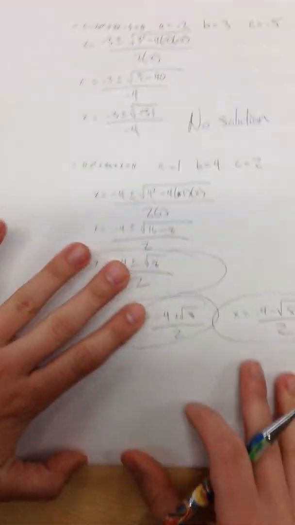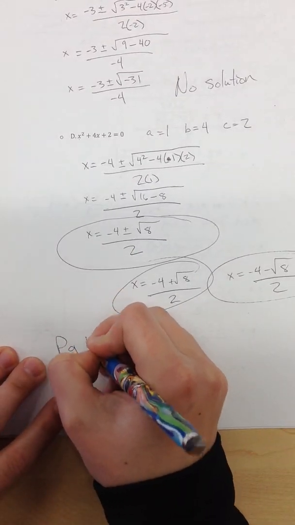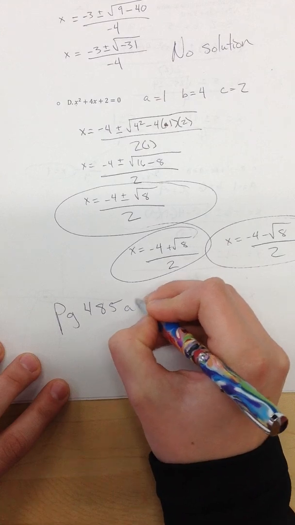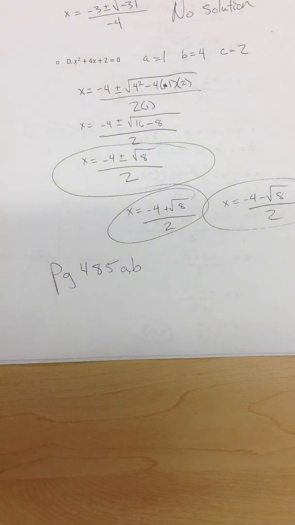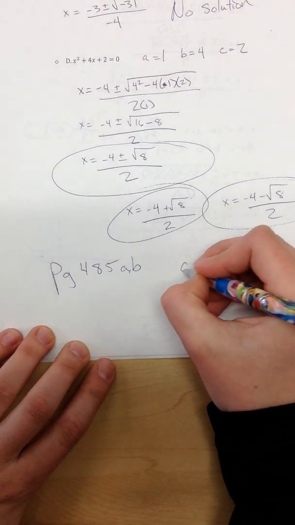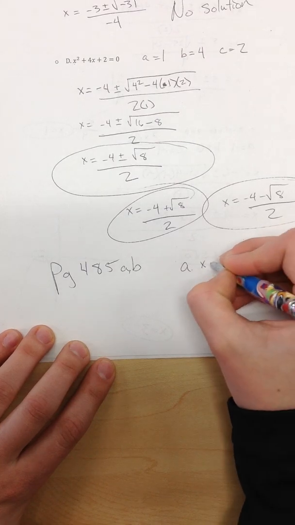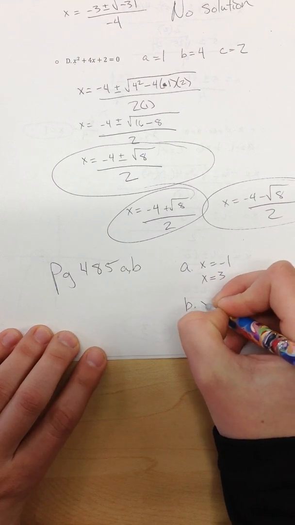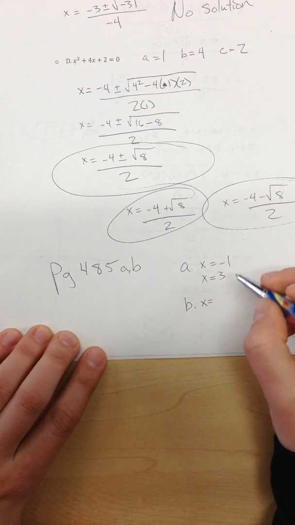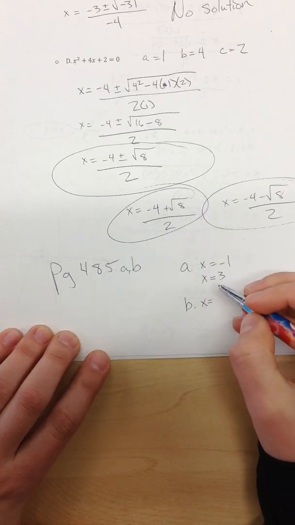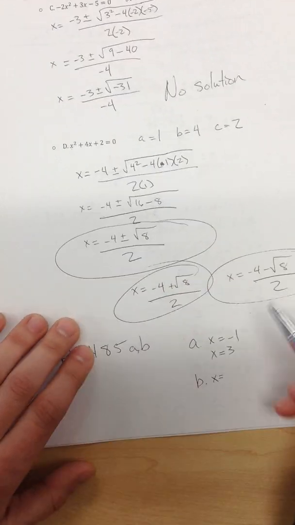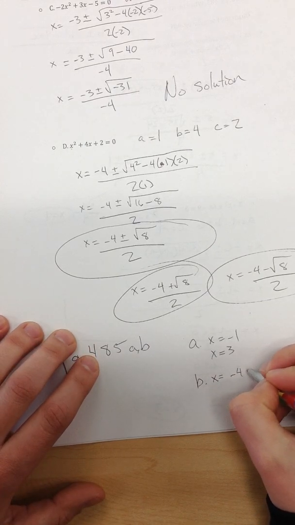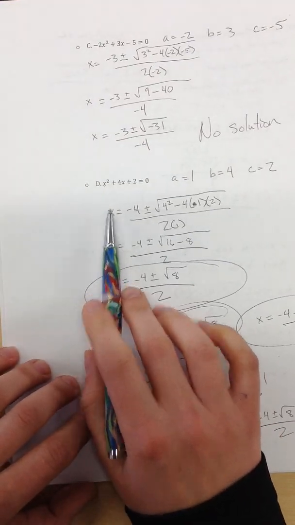Okay, so it's not written here, but let's try on page 485. Try out A and B, just so we can kind of see how we're doing here. So 485, try out A and B. So for A, you should get for your x's, x is equal to negative 1, and x is equal to 3. And then for B, your x's should be, and this is kind of a weird one, actually this is this problem right here. So it is negative 4 plus or minus square root of 8 over 2. So B is actually this same problem that we already did.